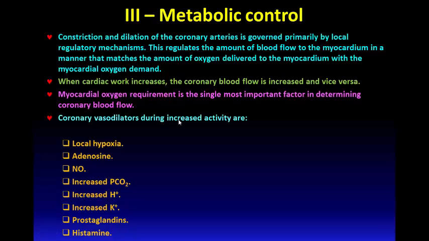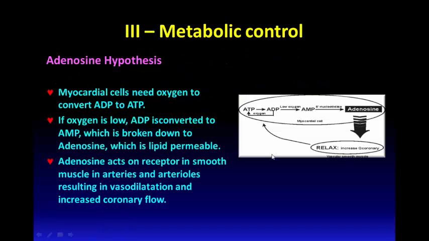Coronary vasodilators during increased activity include local hypoxia, adenosine, nitric oxide, increased partial pressure of carbon dioxide, increased hydrogen ion concentration lowering the pH, increased potassium ion concentration, prostaglandins, which is prostaglandin I2, the prostacyclin, and histamine. Nitric oxide is an important coronary vasodilator, and we have described the mechanism of action of nitric oxide in the previous lecture. Now let's describe the adenosine hypothesis.